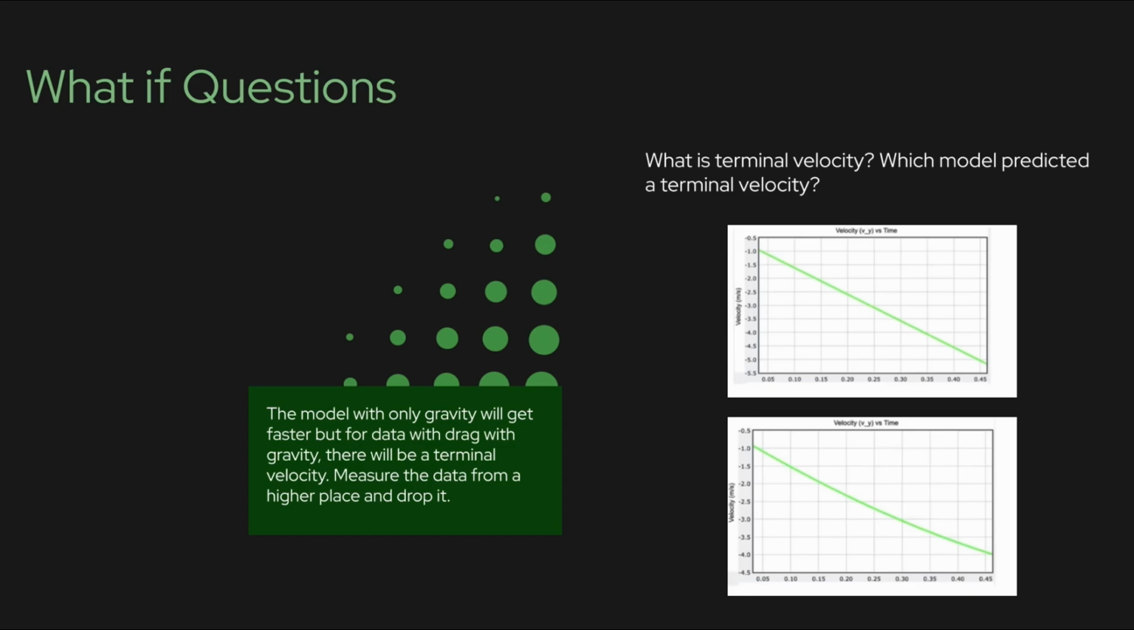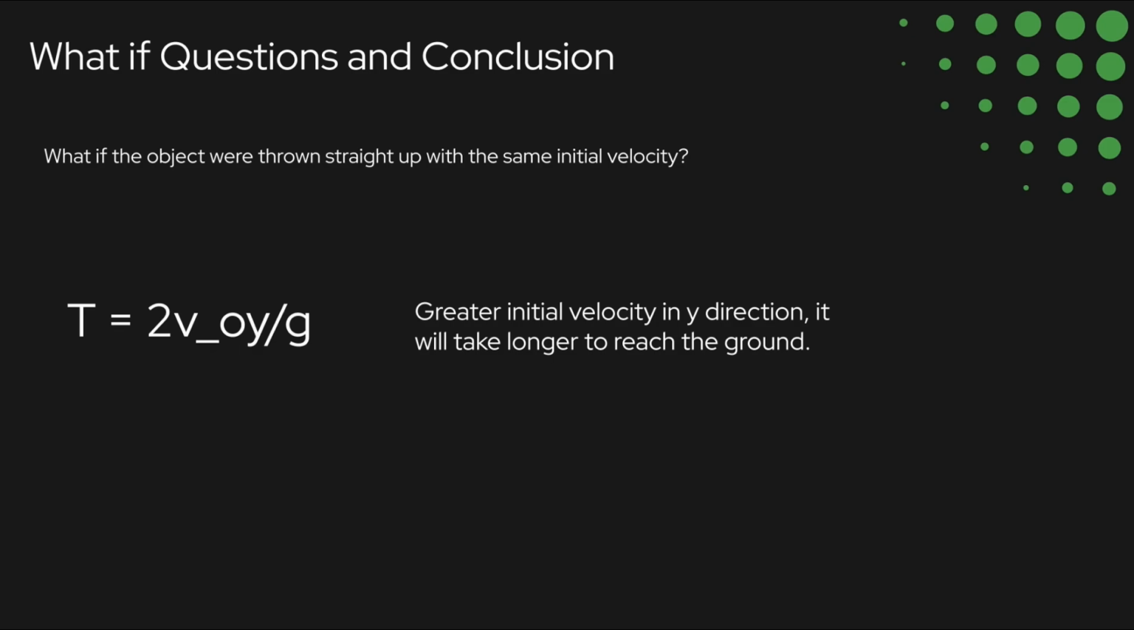Second, if I threw the ball straight up with the same initial speed, the total time in the air would be longer. This is because all the velocity is in the vertical direction and drag acts directly against it, slowing it down more on the way up and down.